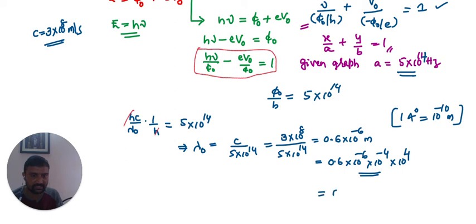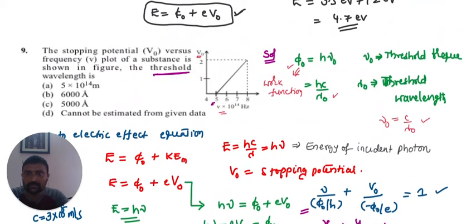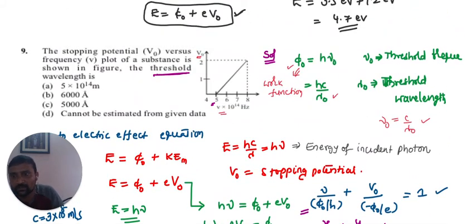Then our answer is 6000 angstroms. So for the given graph, the threshold wavelength equals 6000 angstrom. So our answer is option B.